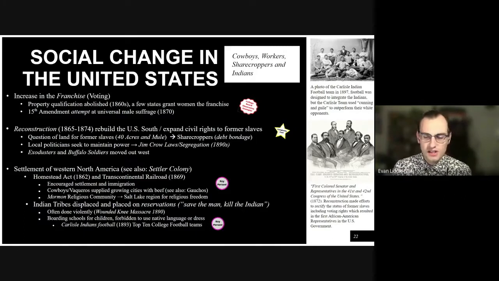There was a lot of effort to get former slaves farmland or territory that they could use to build an economic base or have economic independence. The idea was they were going to break up the plantations and give some land to all the former slaves. So, something called 40 acres and a mule. Now, that didn't end up happening.